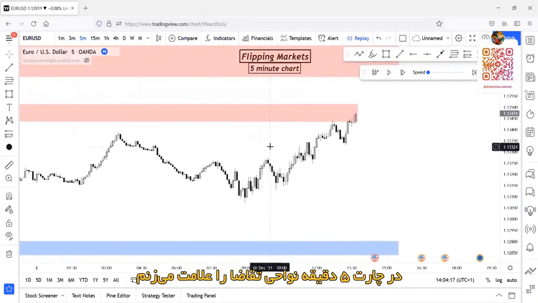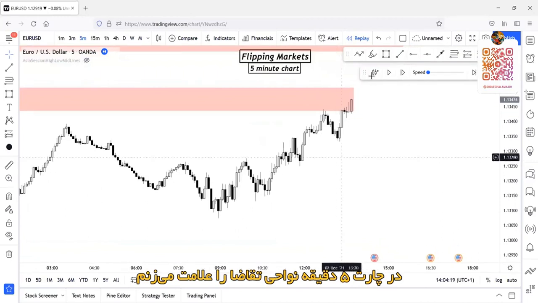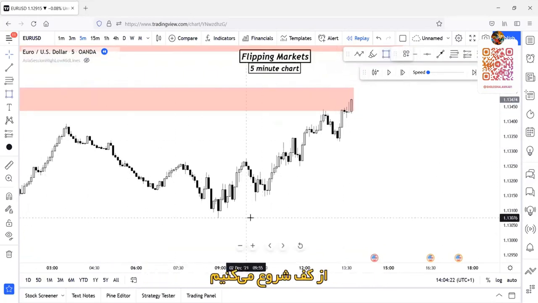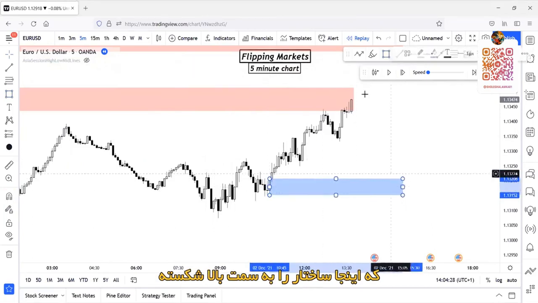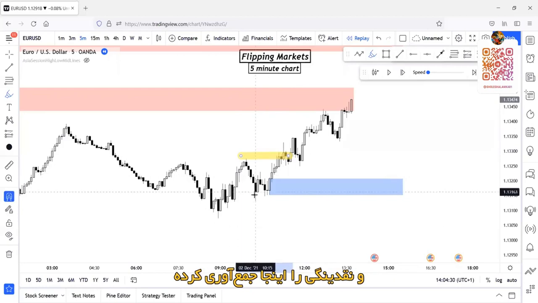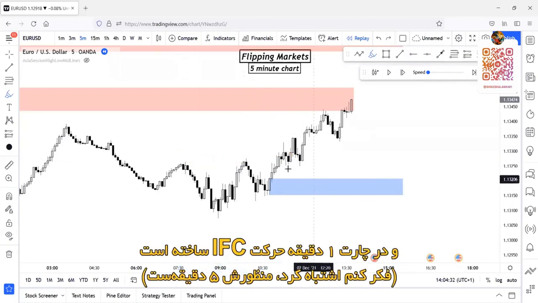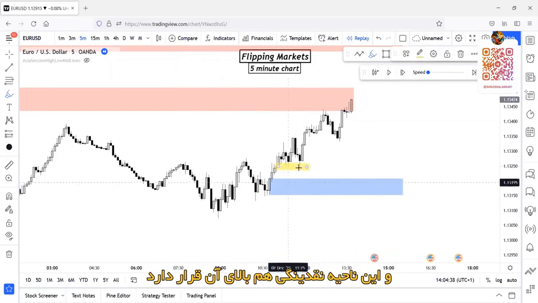So on the 5-minute, I will mark out the demand zones. As you can see, let's start from the bottom. This was the extreme demand zone that broke structure to the upside here, swept liquidity here, and created inefficiency on the 1-minute. And this zone has liquidity just above.